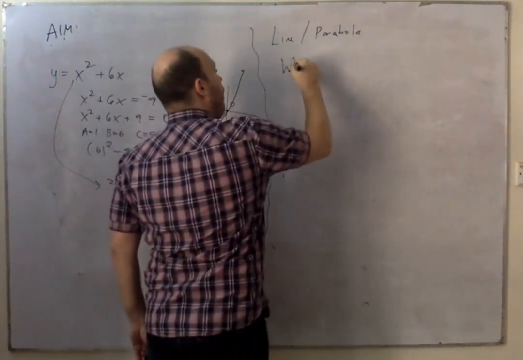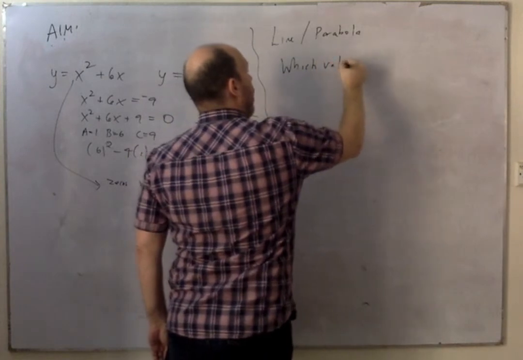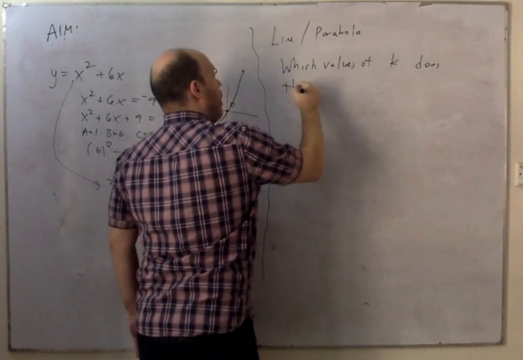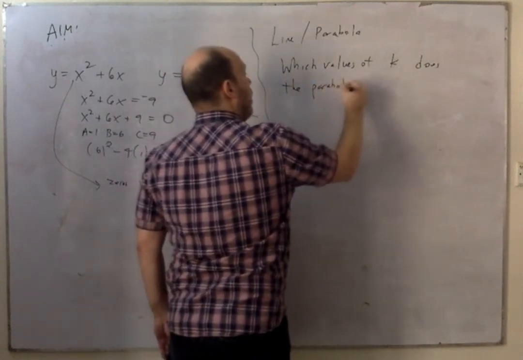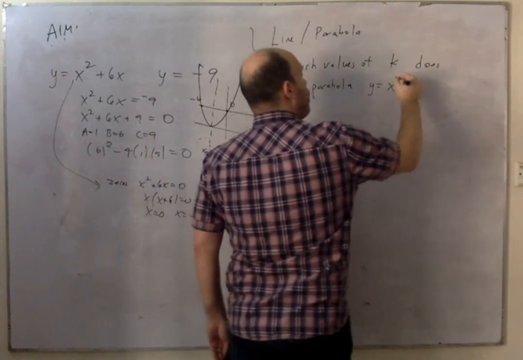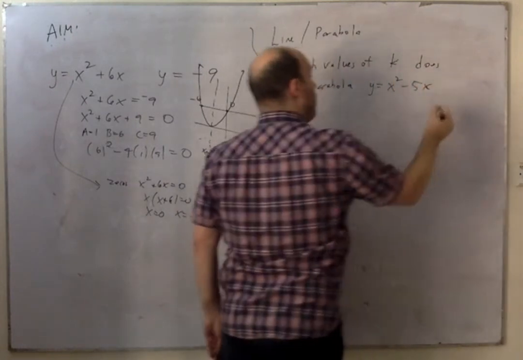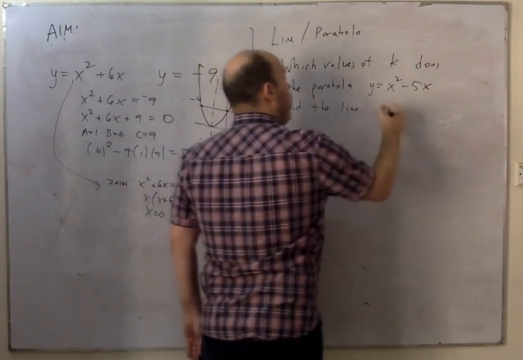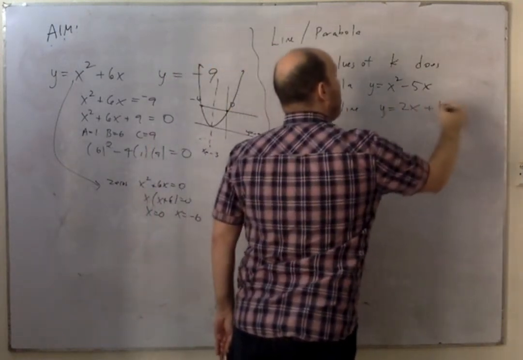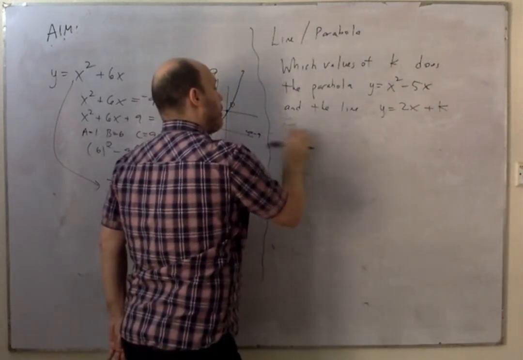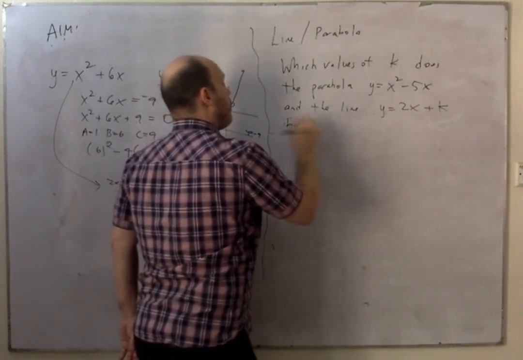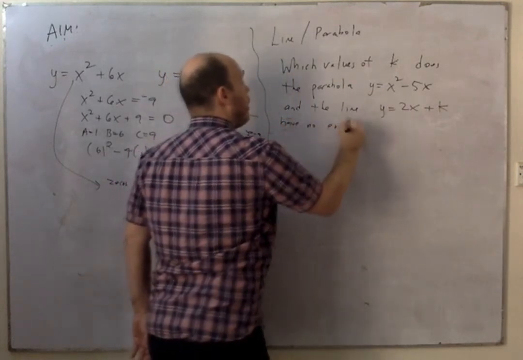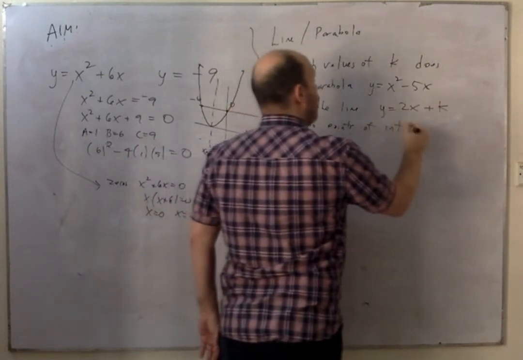Last example. For which values of k does the parabola y equals x squared minus 5x and the line y equals 2x plus k have no points of intersection?